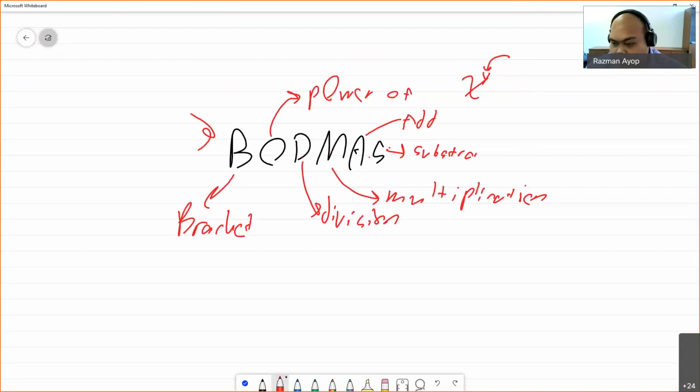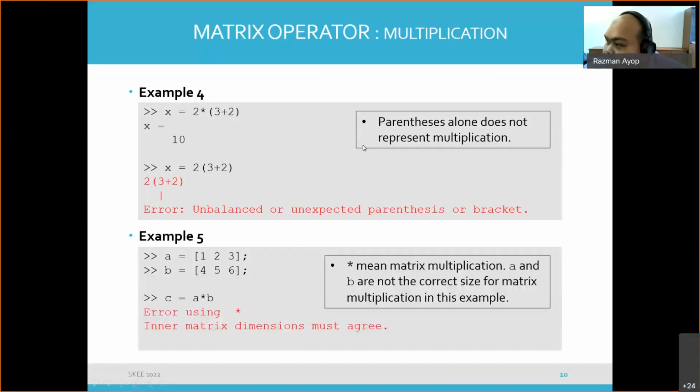So what is it? You can see here, this one is bracket. It will solve this one first. 3 plus 2 is 5. 5 multiplied by 2 is 10. Make sure you put the star. In mathematics, you can assume that a number next to a bracket means multiplication, but in MATLAB, you cannot do that. So make sure that you put the star. Make sure you put this.